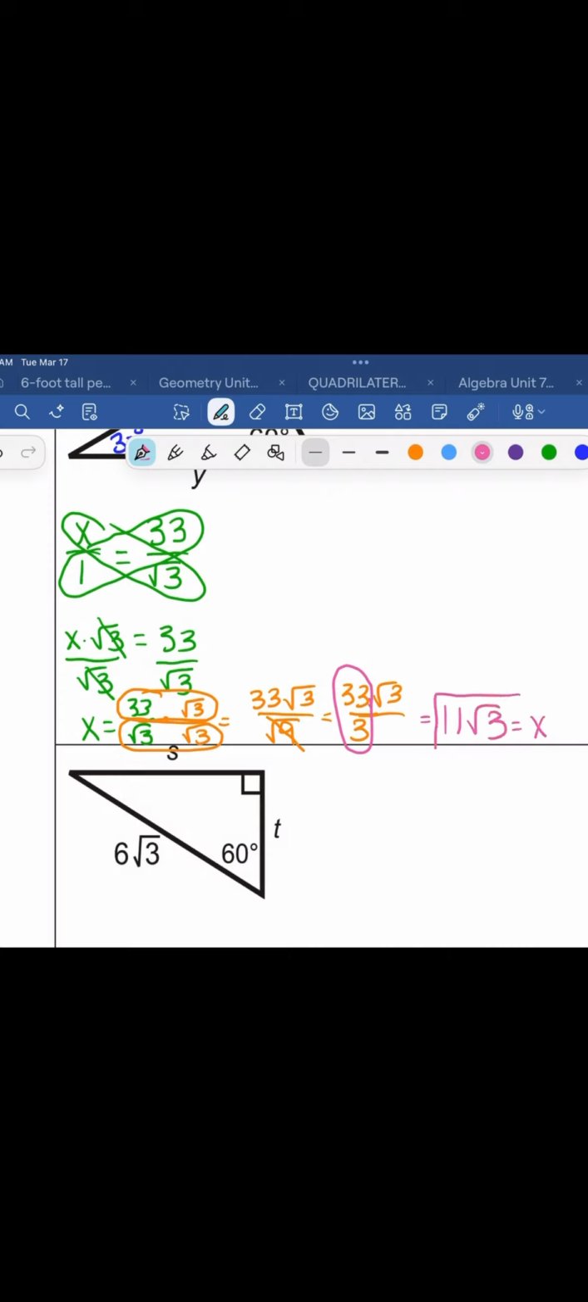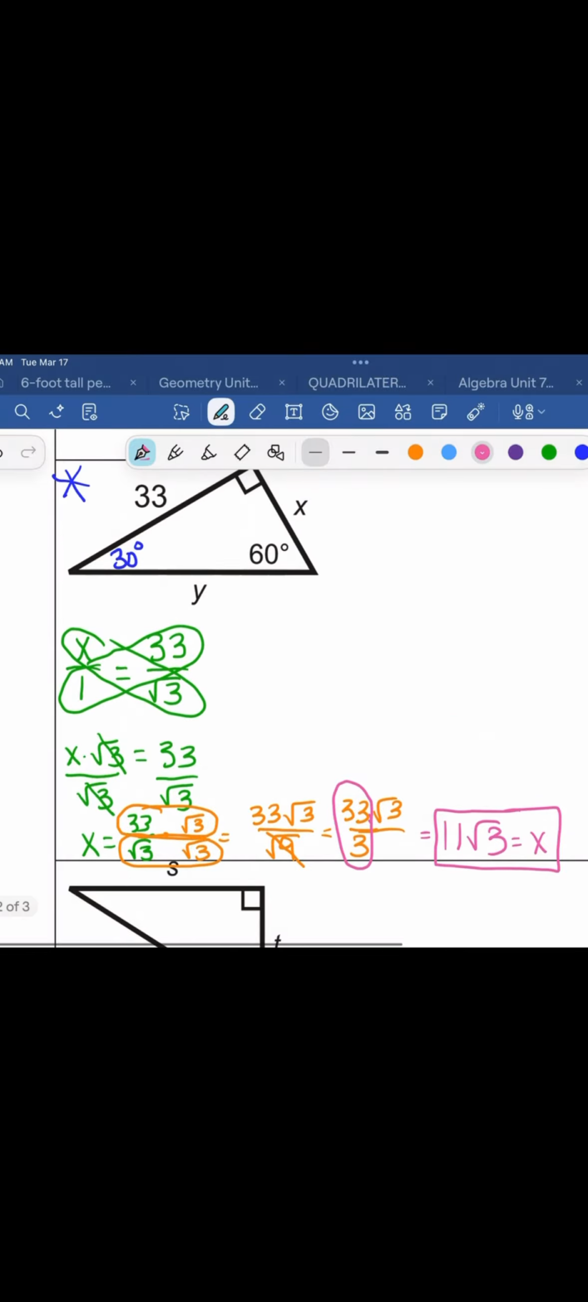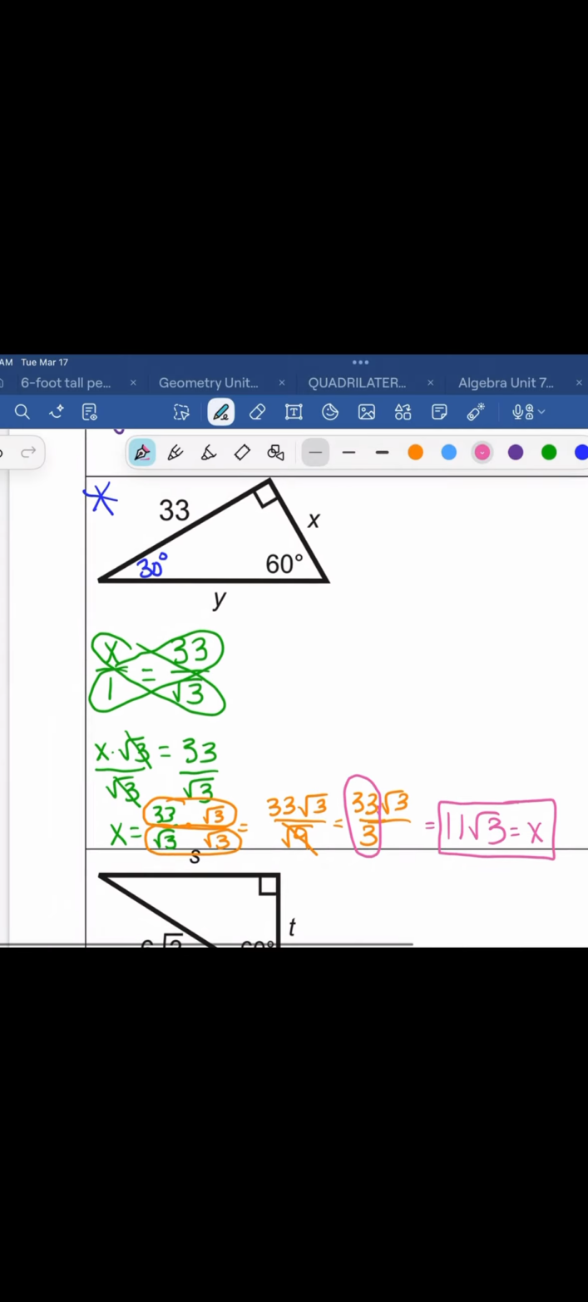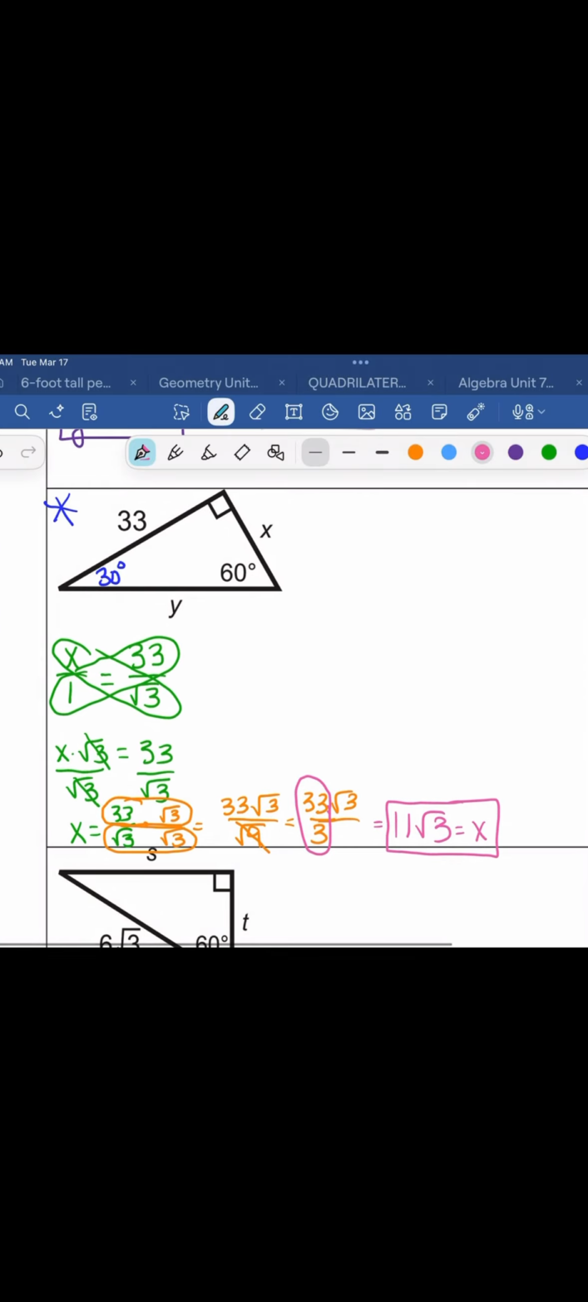Yes, it's a lot of work. We did a few of these yesterday, and anytime you are given a side across from the 60, you are probably going to have about this much work. Now that you have x though, so x is now technically 11 square root of 3. Once you have one of those sides, I honestly would probably never use the side across from the 60 again when I am solving. I would use the 11 square root of 3 from here on out.